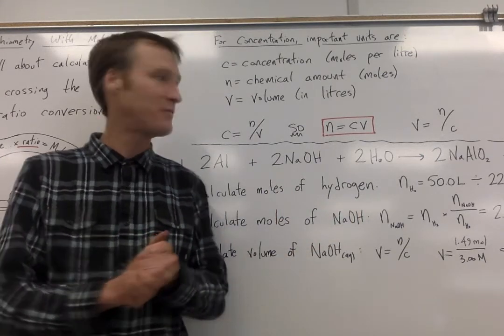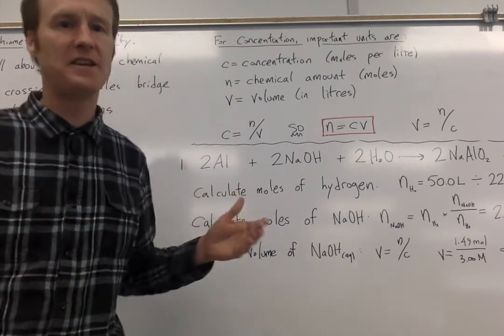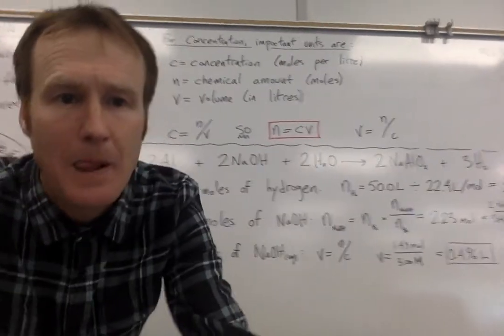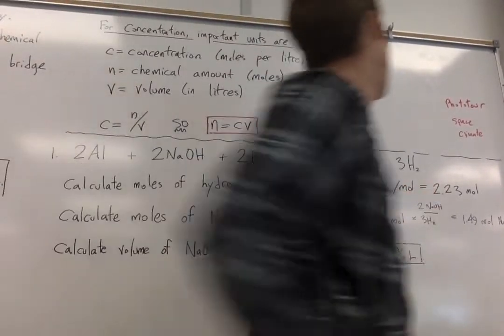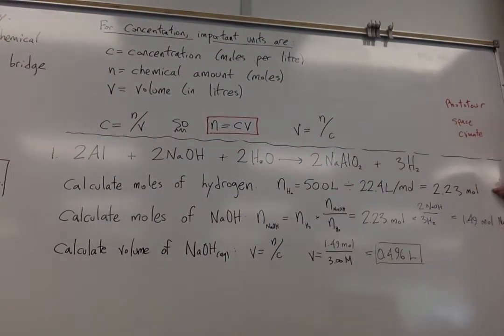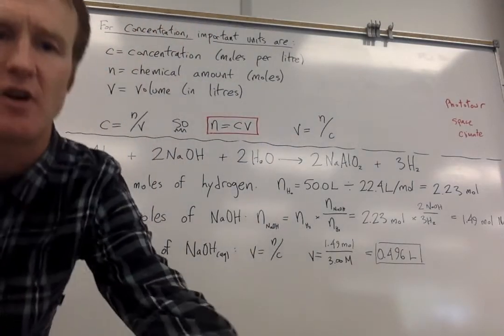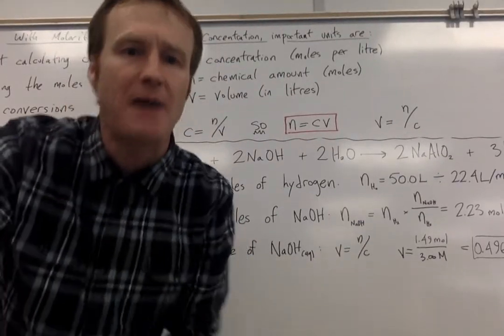So if we want to know the number of moles, we go 50 liters divided by 22.4 liters per mole, which gives us 2.23 moles. That's 2.23 moles of hydrogen gas that we want to make. How many moles of sodium hydroxide do we need to make that happen?